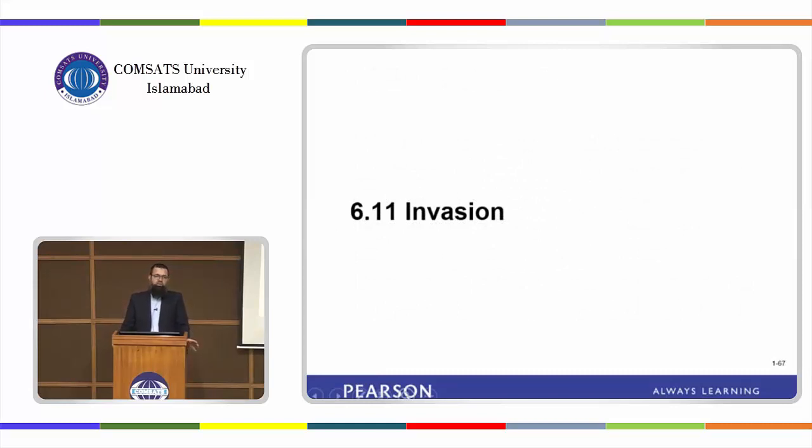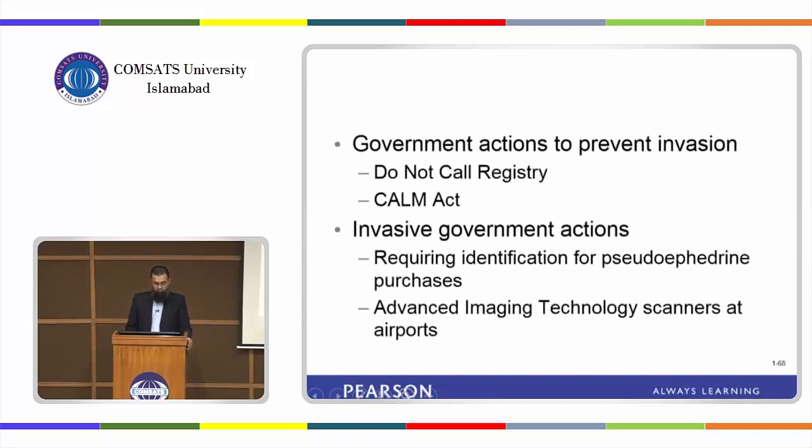Now we discuss privacy invasion, or the activities that are related to the invasion. In other words, when the privacy of individuals or an organization or a group of people is violated. This is like government action actually. Different regulations are the way to stop this invasion. But sometimes, as I said, the government itself is involved in this kind of invasion. So they have different regulations like this one, the Do Not Call Registry. It's quite interesting.